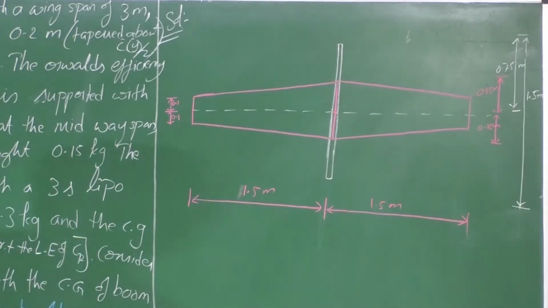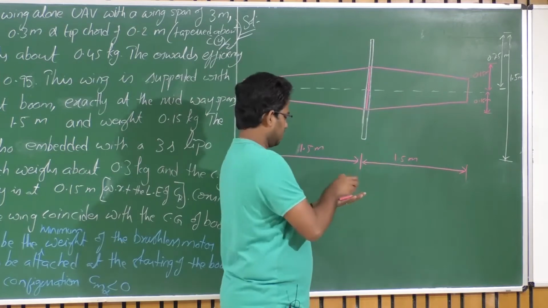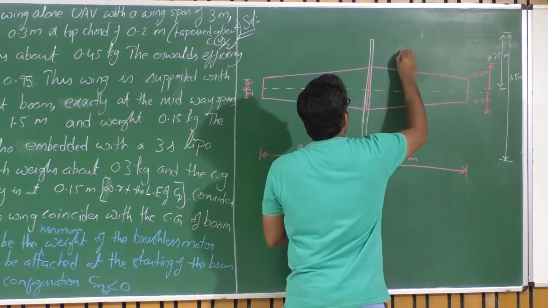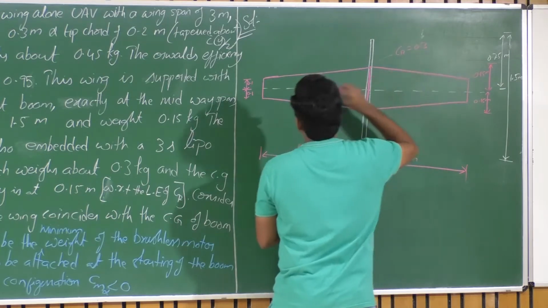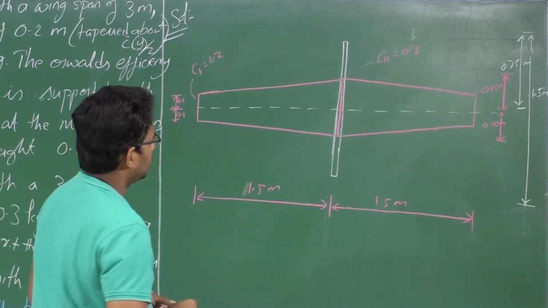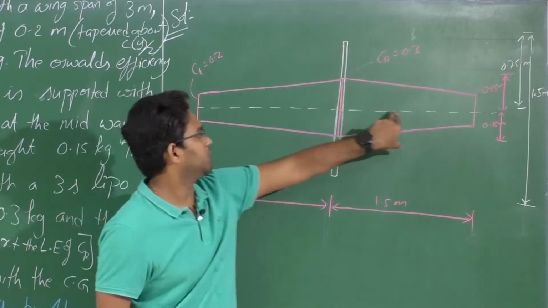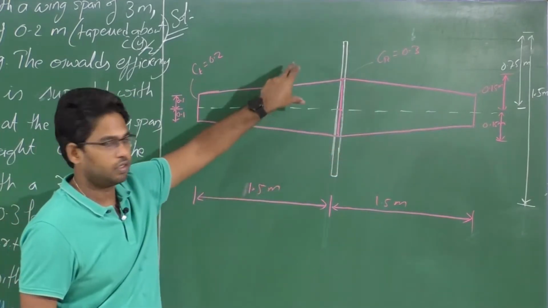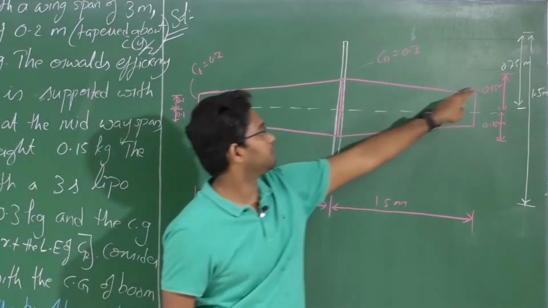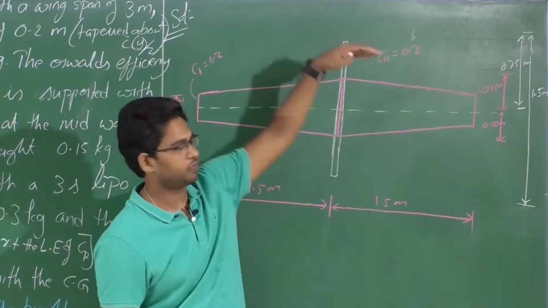Okay, makes sense. Now I have the root chord here, CR. This entire part is my root chord, so the entire part is CR, which is 0.3, and CT, which is 0.2, from the given data. The CG of the wing lies at the midpoint of the root chord, right? And it coincides with the CG of this boom, which is at 0.75 meters with respect to the starting of this boom, the mouth of the boom, you can say here.